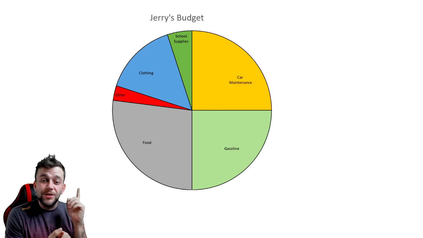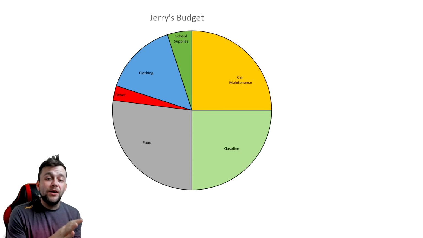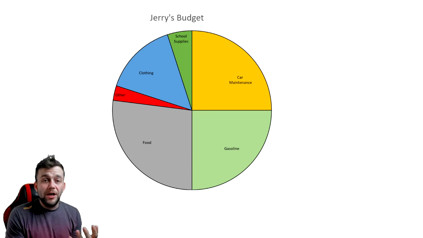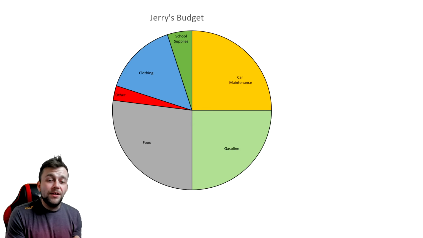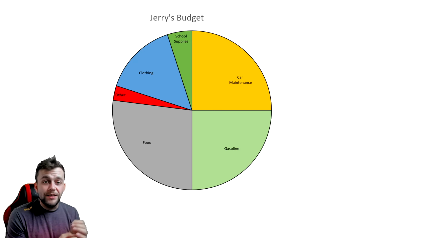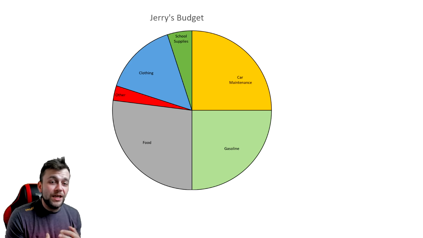So as we see here, this is Jerry's budget. We are comparing school supplies, car maintenance, gasoline, food, other, and clothing. So Jerry, some guy off of the street, probably somebody pretty smart if they're putting their budget into a circle graph, is comparing his monthly budget to other items that he spends money on. So the entirety is Jerry's budget, and a percentage is food, and another percentage is gasoline. This way you get a visual representation of the whole budget, that is Jerry's.